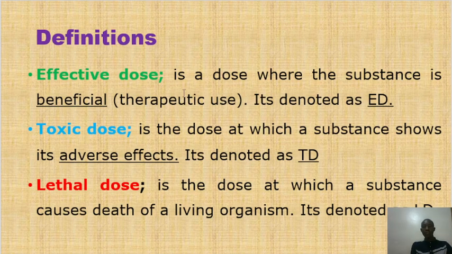By definition, we define effective dose as a dose where a substance is beneficial. Remember, dose is the amount of something given to an organism. So an effective dose is the dose where the substance played a beneficial role, and we always write effective dose as ED. Toxic dose is a dose at which the substance shows its advanced effects. We always write it as TD. Then lethal dose is that dose of a substance that causes death of living organisms. We always note it as LD.